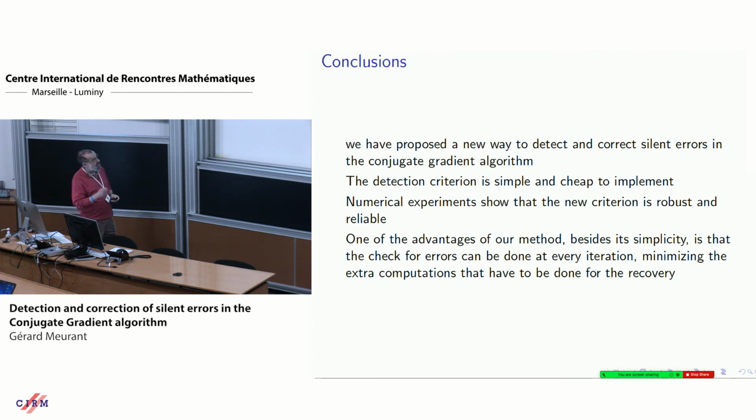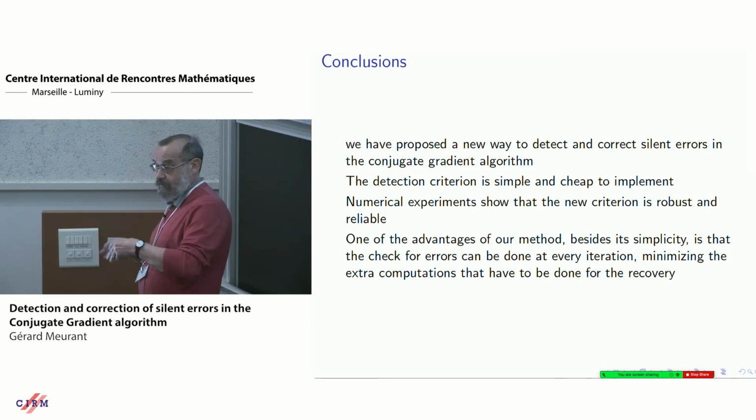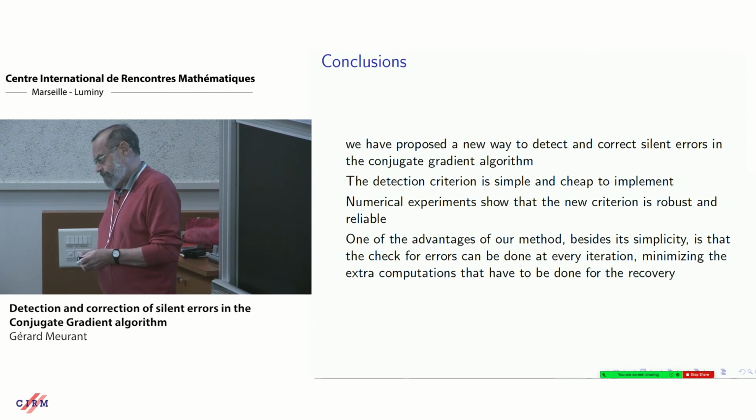The detection criterion is simple. It's cheap to implement. And many numerical experiments that I've been doing show that it's robust and reliable. And one of the advantages over some other methods is that it's simple and that you can do the check for error at each iteration, in fact. So if you have a silent error, you don't lose too many iterations, because sometimes people are doing some checkpoints every 100 iterations or something like that. And if you have to go back, then you lose a lot of computing efficiency.